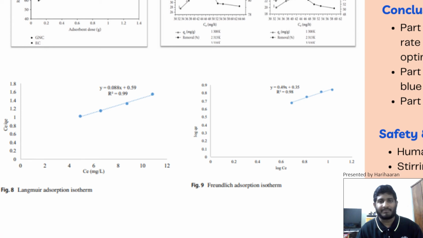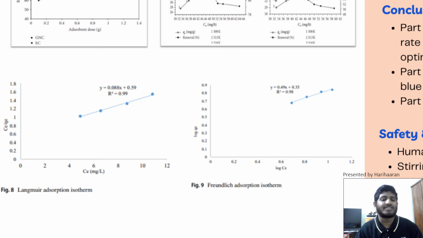On the left hand side, it is the Langmuir adsorption isotherm, in which Ce over Qe against Ce is plotted. From this graph, the coefficient of determination, which is the R square value, is equal to 0.99, which is very close to 1. On the right hand side, as you can see, it is the Freundlich adsorption isotherm, in which log Qe against log Ce is plotted. And the coefficient of determination, the R square value, is equal to 0.98.